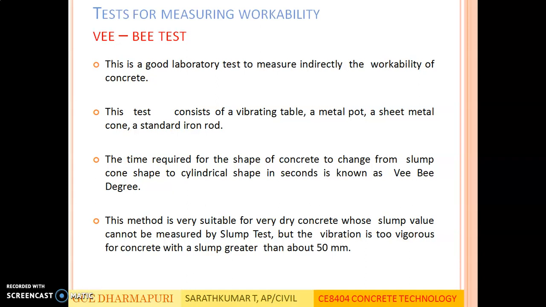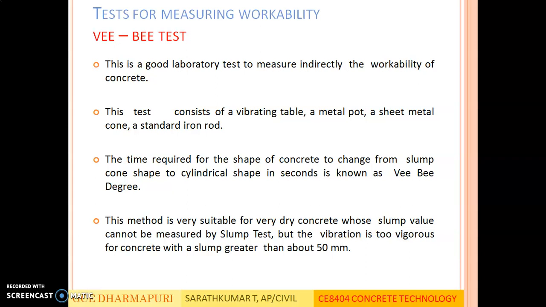Over the vibrating table, the cone mold is placed, upon which the concrete is placed. Once the concrete is placed, the mold is removed. You will get a slump cone of concrete, and the time is noted, and the vibrating table is started. Once the vibrating table is started, the slump cone shape of concrete will change into the cylindrical shape, and the top layer will be horizontal. The time taken to change from slump cone to cylindrical horizontal shape is called VB degree. This method is very suitable for very dry concrete.